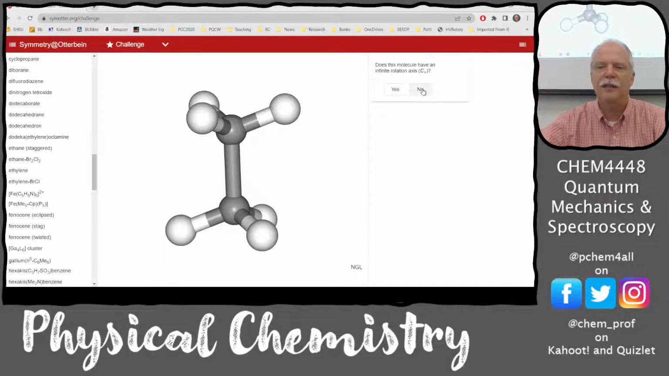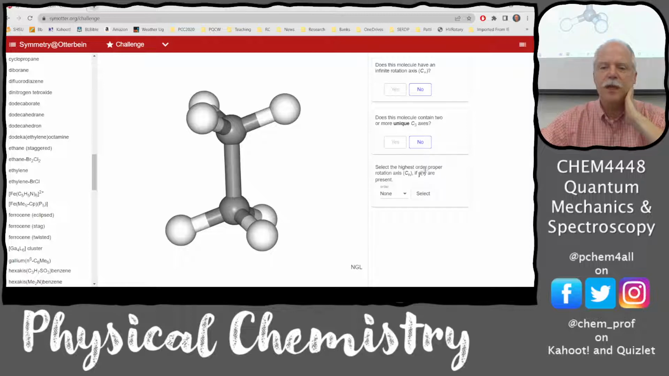Does it have a C infinity axis? No, that would mean it was linear. Does it contain 2 or more unique C3s? Well, I've got a C3 going through the carbons, but that's it. Look at the molecule, try to convince yourself you can't find any other threefold axes. So we're going to say no. We do have a C3 axis, so we're going to pick 3 here and hit select.